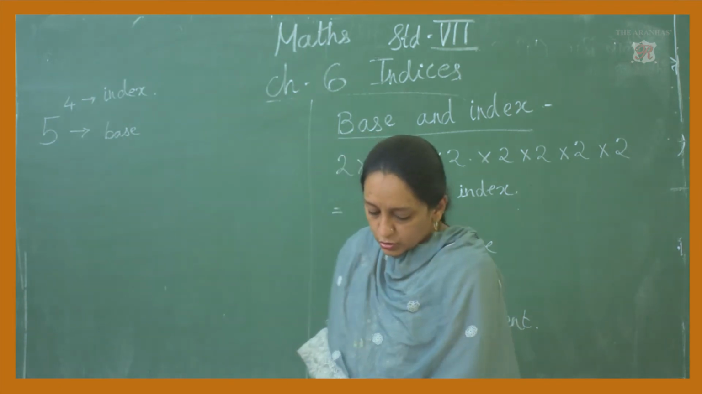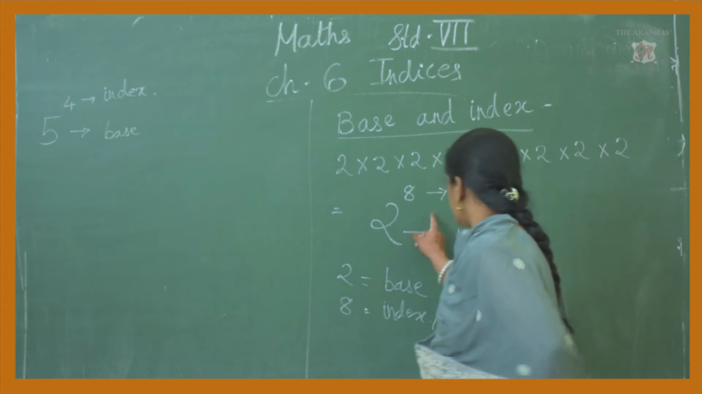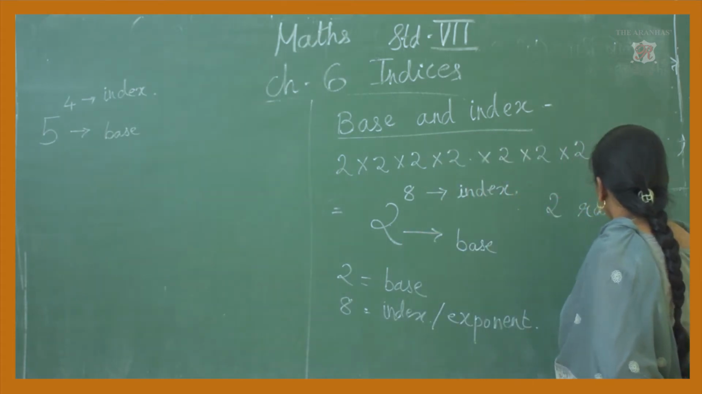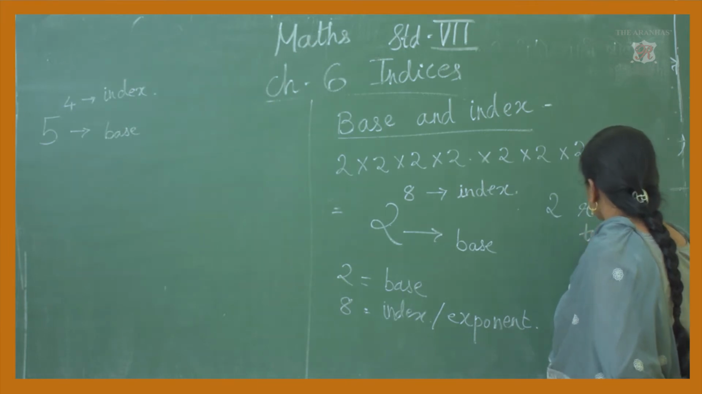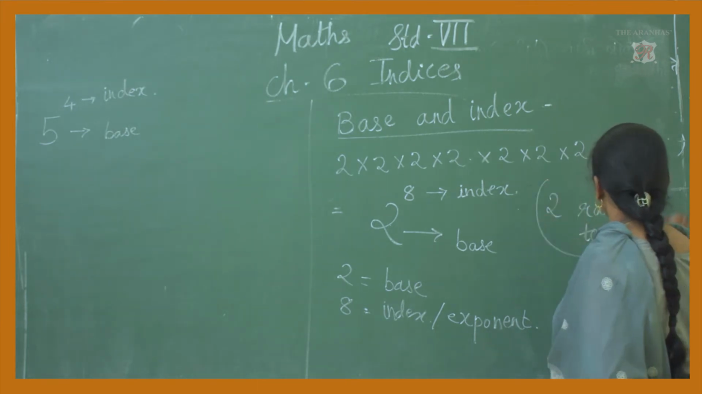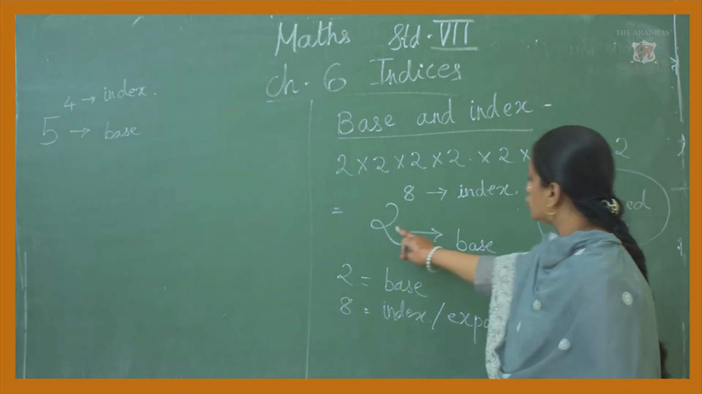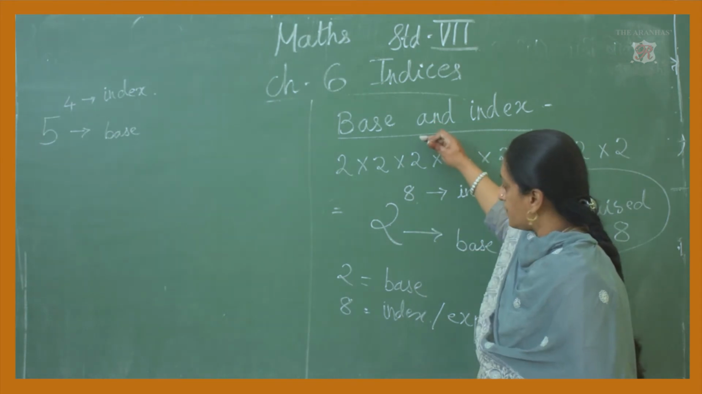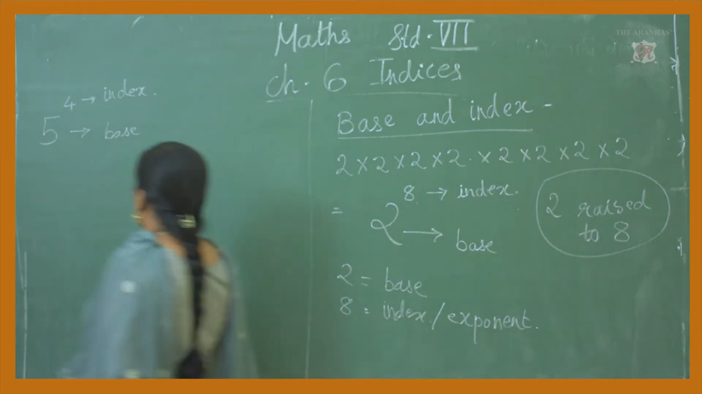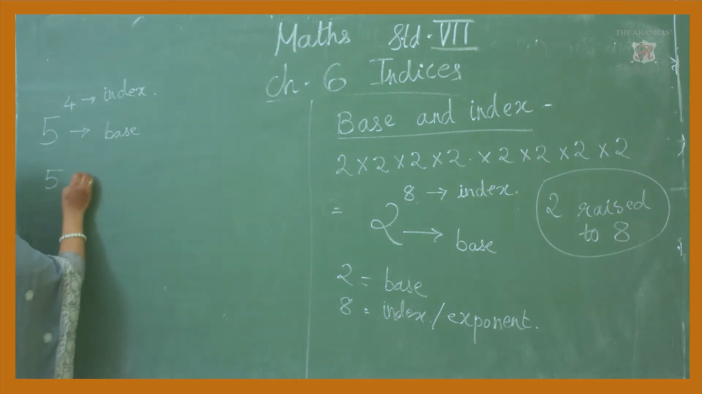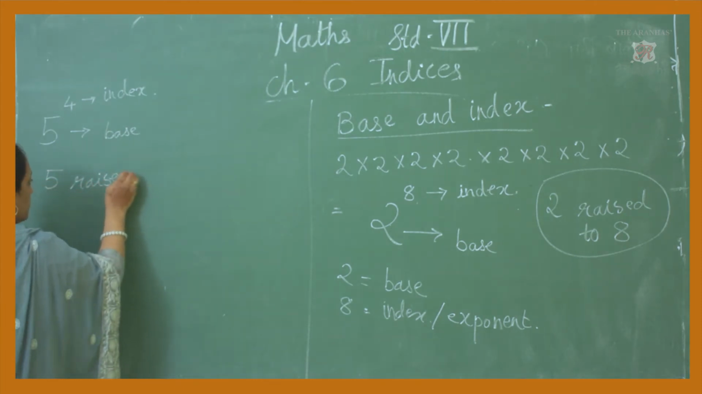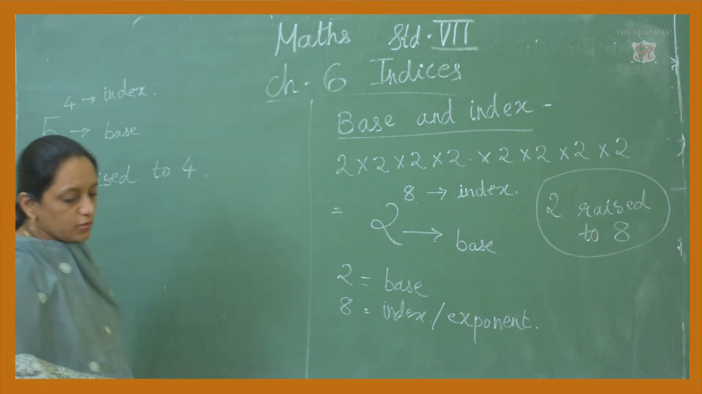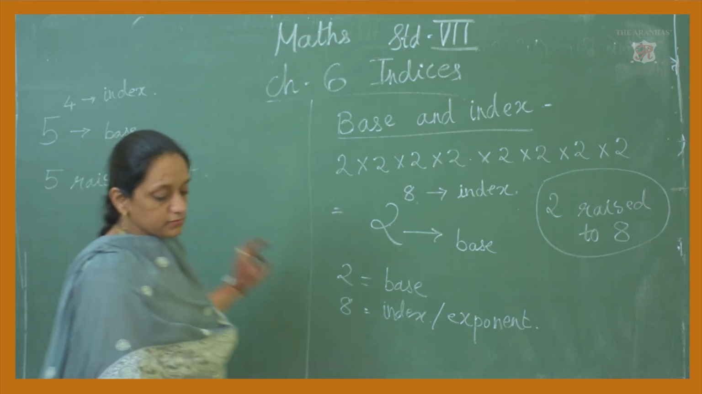So how will you read this? You will read this as 2 raised, R-A-I-S-E-D, 2 raised to 8. This is the way to read it in words. 2 raised, that means it is going above, so it is being raised up. 2 raised to 8. How will you read this? You will read this as 5 raised to 4. Clear, students? Now this is the way to read these numbers.